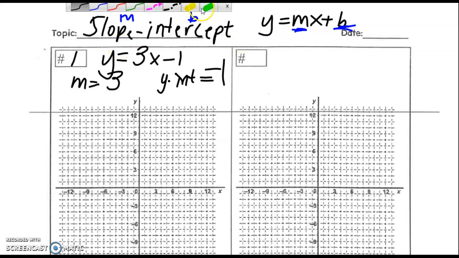Okay, so now we're ready to plot points. So our very first thing we're going to do is plot our y-intercept. So y-intercept means you go to the y-axis, which is this axis, and you're going to go to the value negative 1 and plot a point. So that is about right there. There's negative 1.